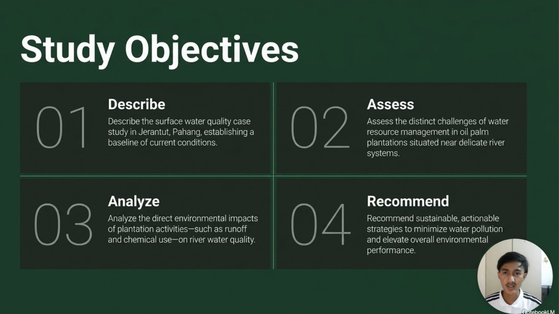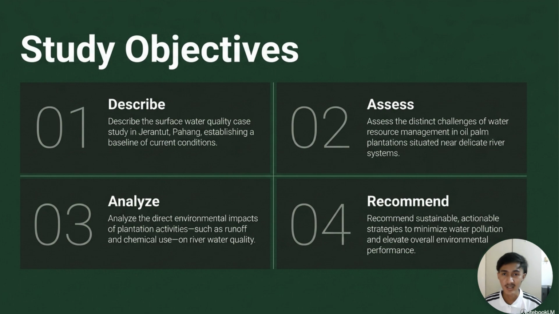There are four main objectives. The first objective is to describe the surface water quality case study in Jerantut, Pahang. The second objective is to assess the challenge of water resource management in oil palm plantation located near river system. The third objective is to analyze the environmental impact of plantation activity, particularly activity such as surface runoff and agrochemical use on river water quality.